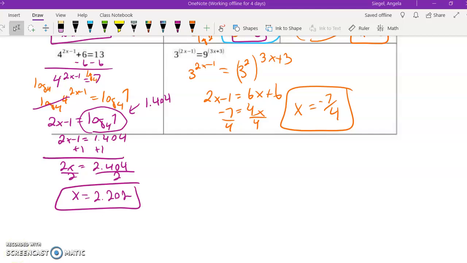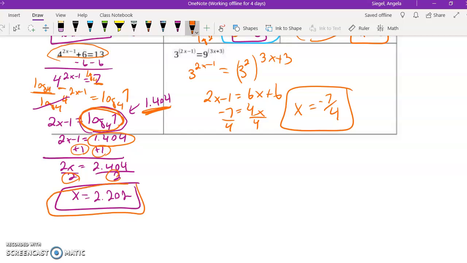Okay, so these are the last two, and in this one, when I subtracted that 6, I got 7 for my answer, and 7 and 4, they don't play well. So I just added the log base 4 to both of them. Instead of writing this out here, I did log of 7 divided by log of 4 using the change of base formula, and I got that. So that's where this is showing up here. I just solved for x, so I added 1 to both sides, and then I divided by 2. So this is my final answer.